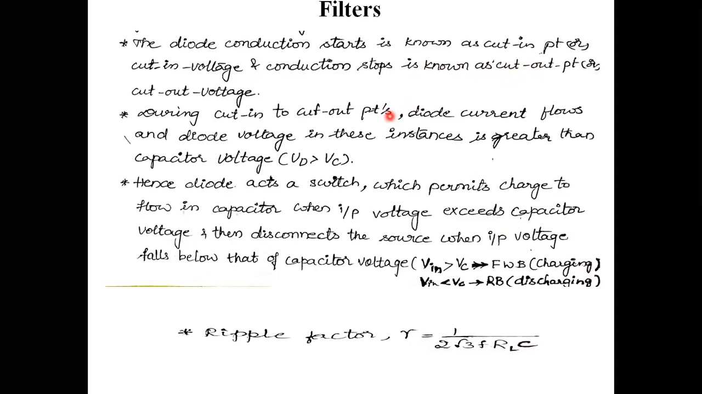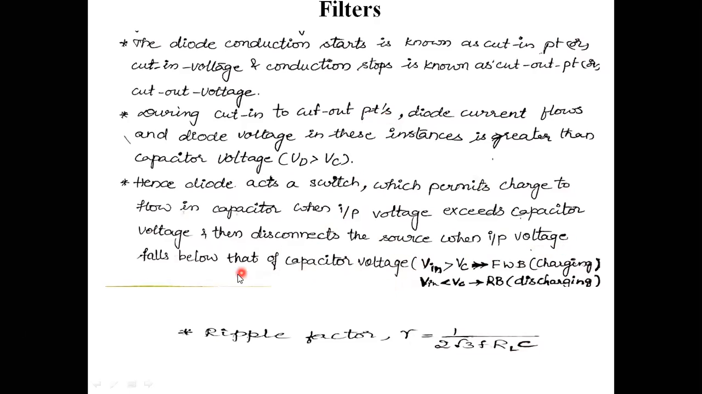During cut-in to cutout points, diode current flows and diode voltage in these instances is greater than capacitor voltage. That means Vd is greater than Vc. Hence diode acts as a switch which permits charge to flow into the capacitor when input voltage Vin exceeds capacitor voltage. Input voltage Vin ఎక్కువగా ఉంటే కెపాసిటర్ వోల్టేజ్ కంటే, when input voltage exceeds capacitor voltage, then disconnects the source.